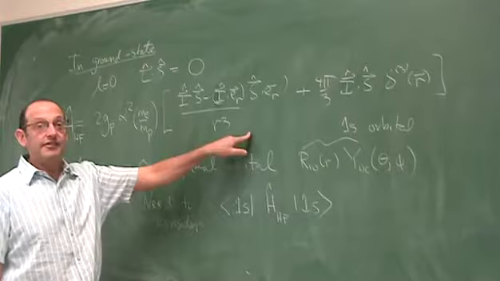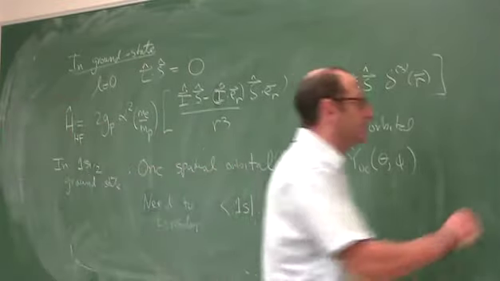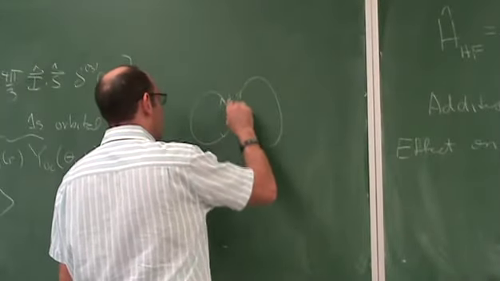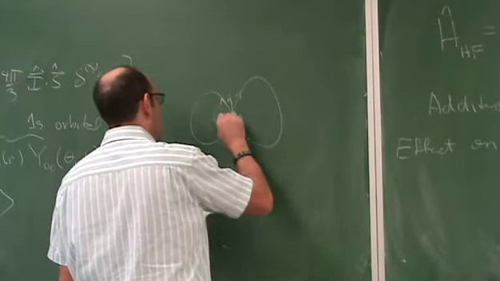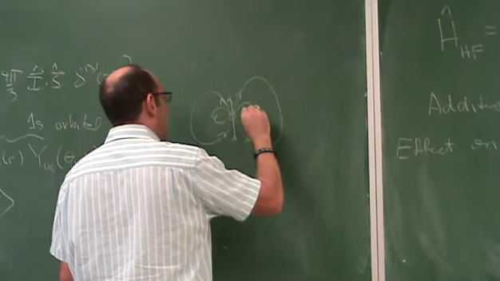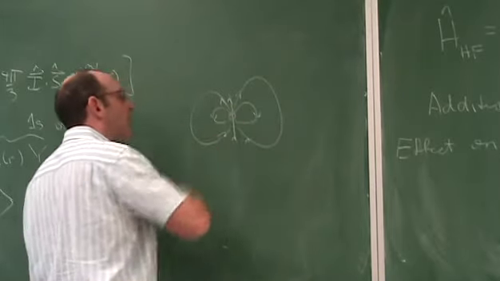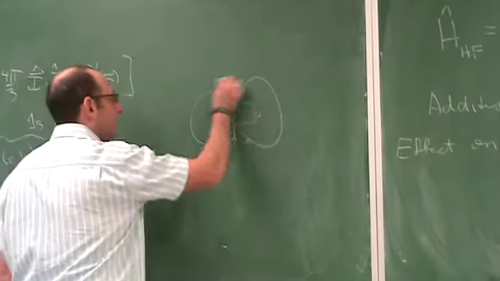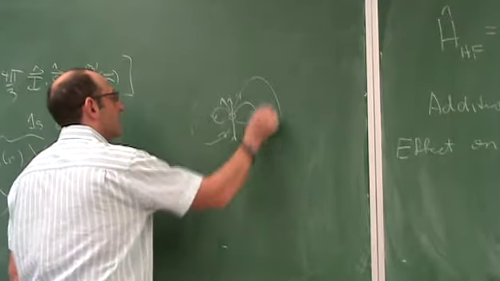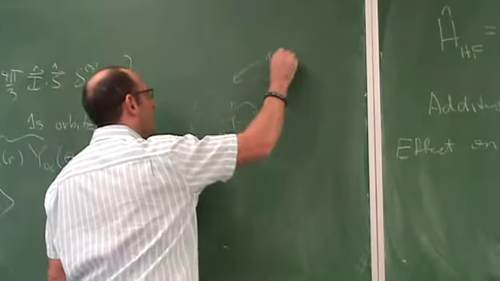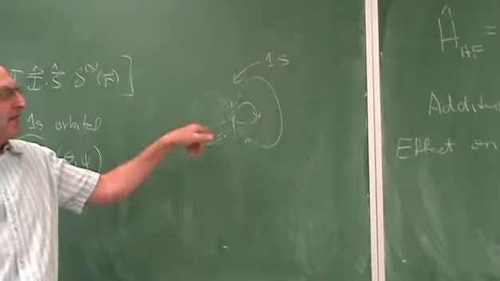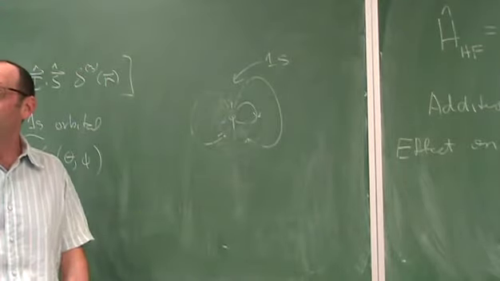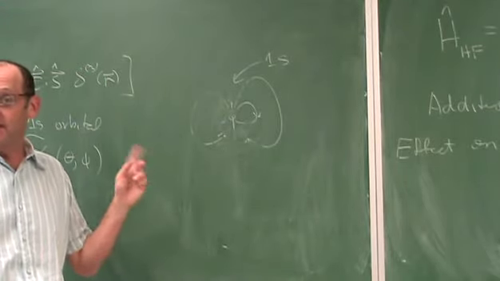Now, this is why I said I shouldn't have erased that picture. We had the magnetic field associated with the proton spin outside the nucleus, which was this dipolar pattern. And if I average this over the 1s orbital, I'm averaging something that's a dipolar pattern over a sphere. That average is 0.